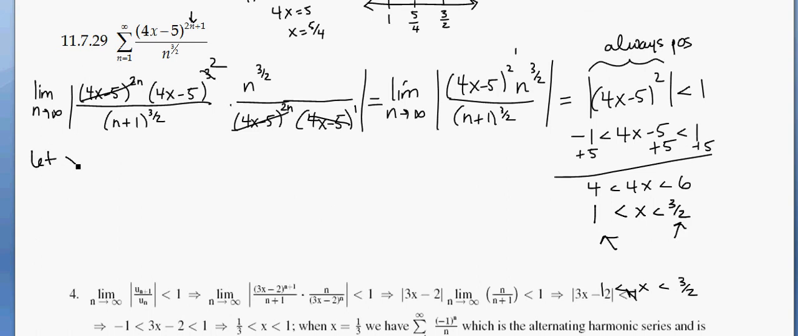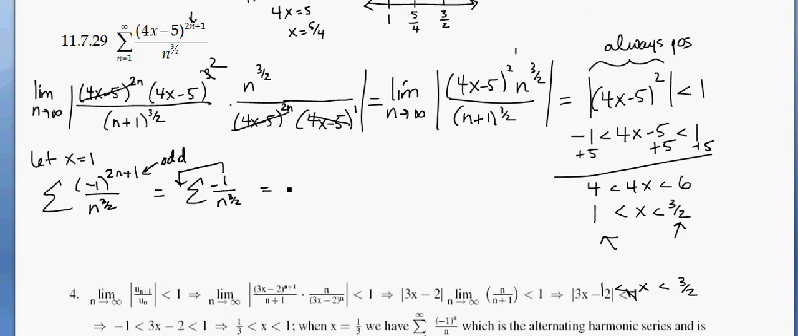When we let x equal 1, my series becomes 4 minus 5, which is -1, to the 2n plus 1 power over n to the 3/2. That exponent is always odd, so that's the same thing as just -1 over n to the 3/2. We can factor that -1 out, so it's just -1 times the p-series 1 over n to the 3/2. Since the p-series converges, -1 times the p-series converges, so we include x equals 1 in our interval of convergence.